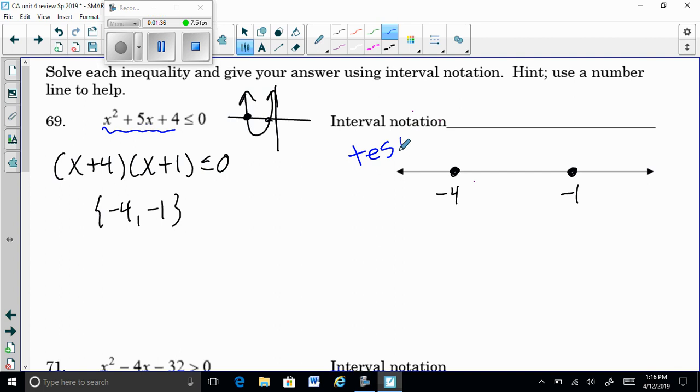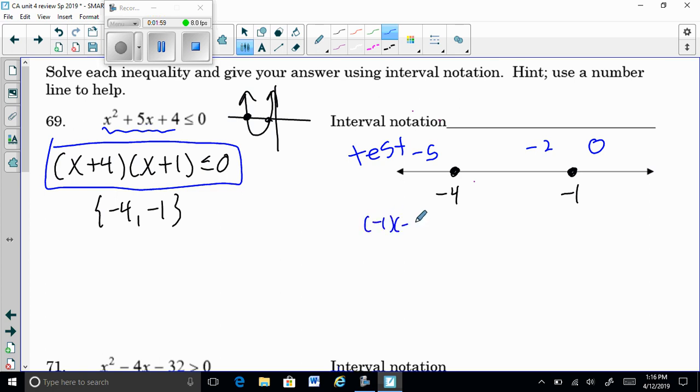We want to test points within the subintervals. I'm going to test a point like -5, -2, and 0, which is usually pretty easy to test. Like I did a couple pages back, I'm going to plug into the factored form, because it makes life a little easier. If I plug in -5, I get -1 times -4, which is +4. Is that less than or equal to 0? No, 4 is not less than or equal to 0, so that is false. Don't shade there.